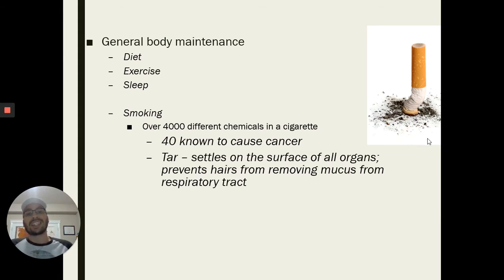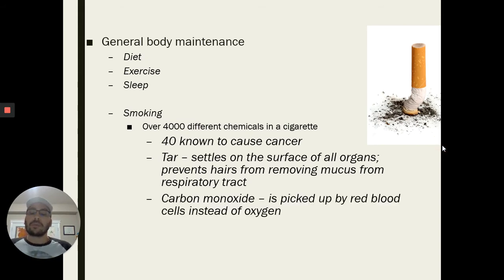Another thing that's in cigarettes is tar. Tar settles on the surface of our organs and prevents hairs from removing mucus from our respiratory tract. They also have carbon monoxide, which is picked up by the red blood cells instead of oxygen. So when we suck in on a cigarette, that carbon monoxide gets into our lungs.